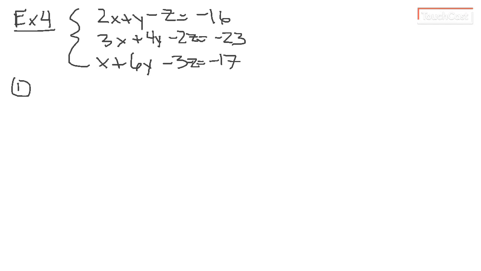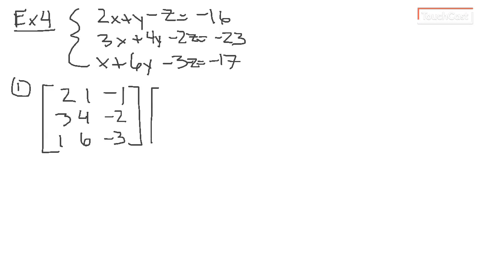We're going to first write a matrix equation, so we're going to go 2, 1, negative 1, 3, 4, negative 2, 1, 6, negative 3, and that now, instead of just x, y, we're going to have x, y, z equals negative 16, negative 23, and negative 17.